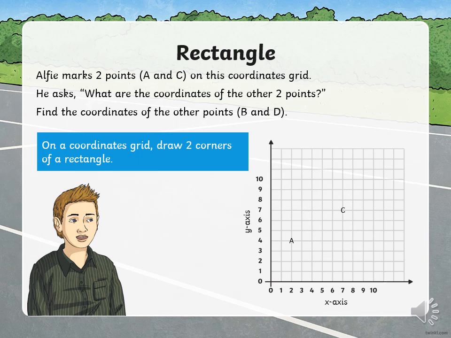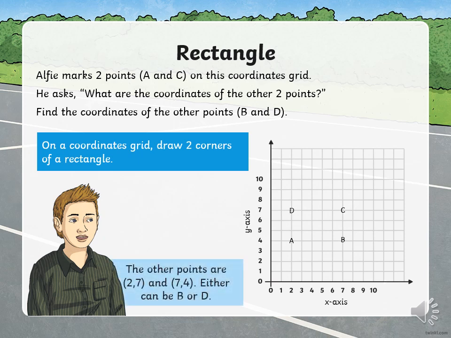Try pausing the video for a few minutes and see if you can make the rectangle. On a coordinates grid, draw 2 corners of a rectangle for a partner to complete. Pause the video and draw the other 2 points to complete the rectangle. The other points are 2, 7 and 7, 4; either can be B or D.